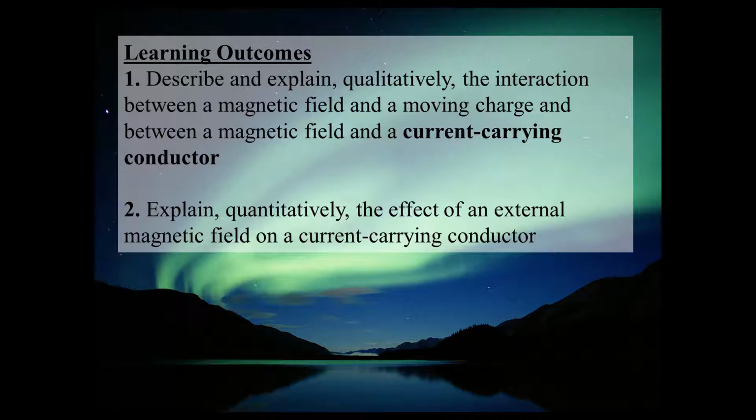Learning outcomes, as identified by the Physics 30 program of studies, are 1. Describe and explain qualitatively the interaction between a magnetic field and a moving charge, and between a magnetic field and a current carrying conductor. I bolded current carrying conductor because that's the focus today. We talked more about just a single moving charge in the previous two lessons. And 2, explain quantitatively the effect of an external magnetic field on a current carrying conductor, which means we're going to derive a mathematical equation we can use to calculate the deflecting force on a wire.